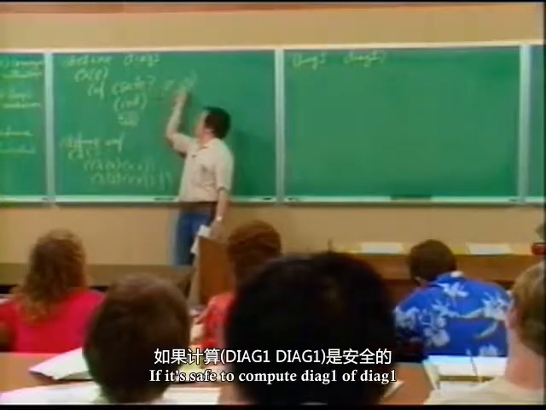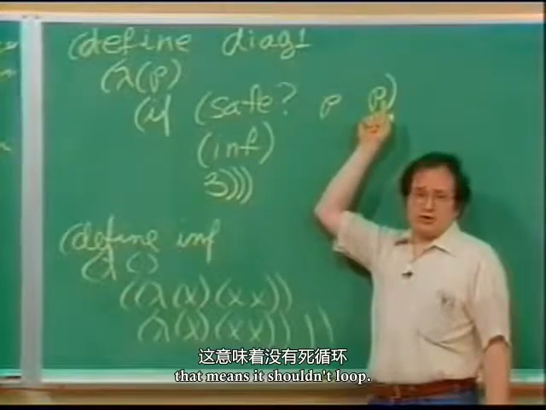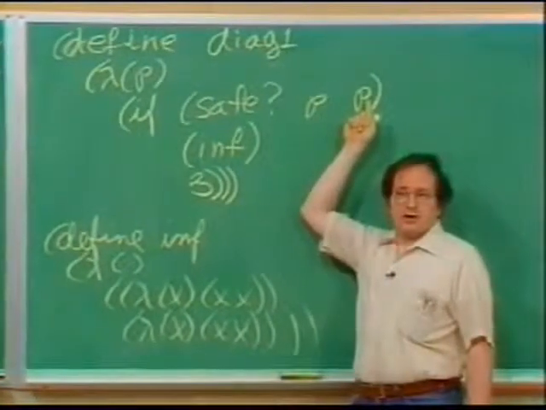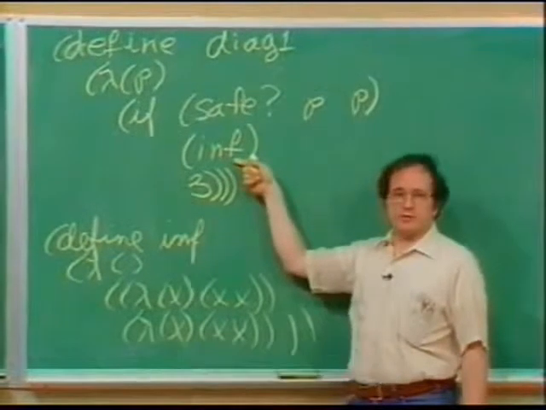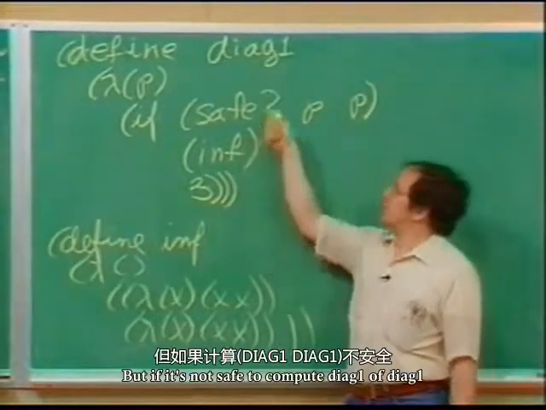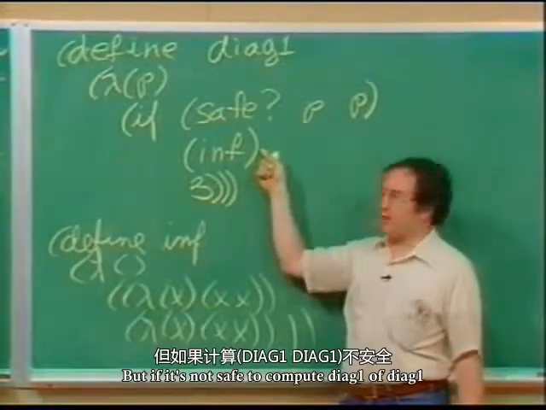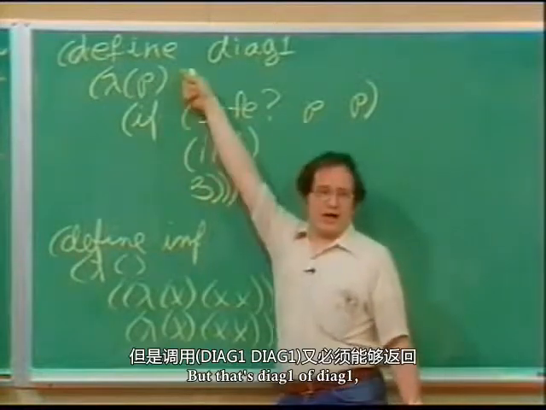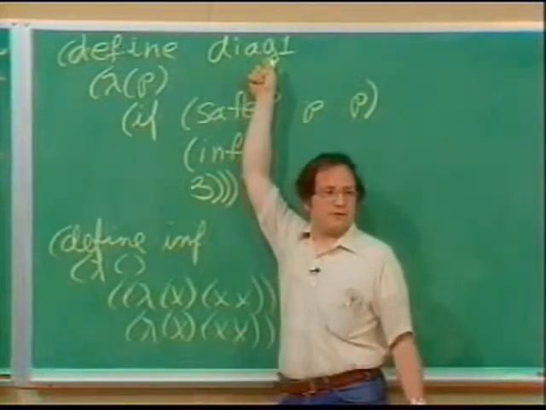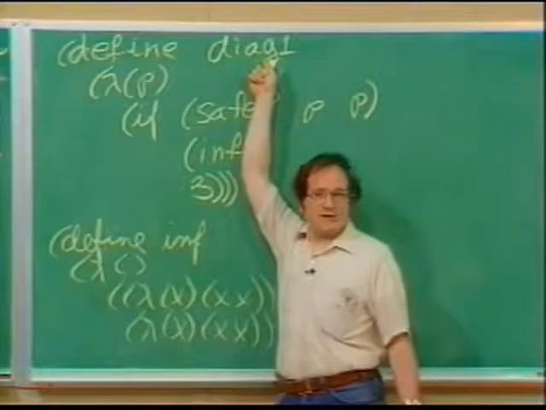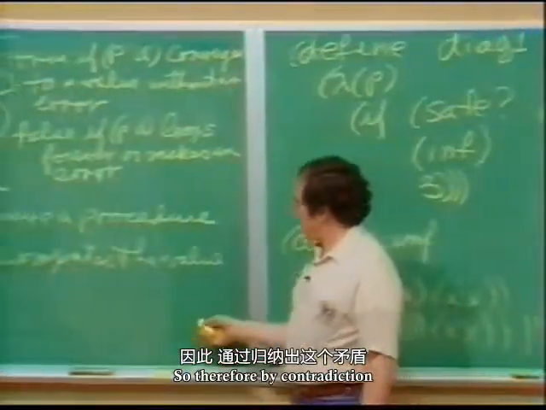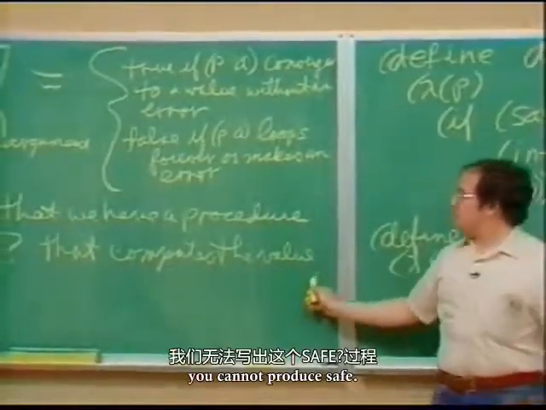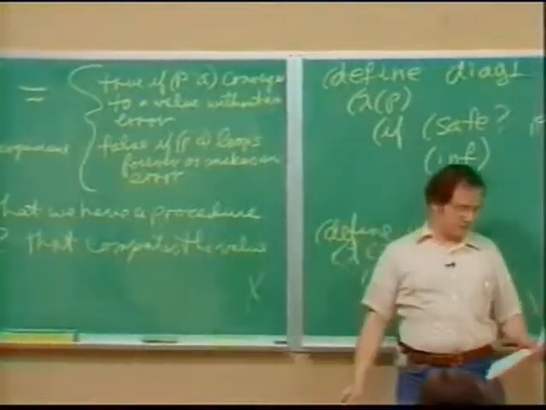If it's safe to compute diag1 of diag1, that means it shouldn't loop. Oh, that means I go to here, but then I produce an infinite loop. So it can't be safe. But if it's not safe to compute diag1 of diag1, then the answer to this is 3, but that's diag1 of diag1, so it had to be safe. So therefore, by contradiction, you cannot produce safe.